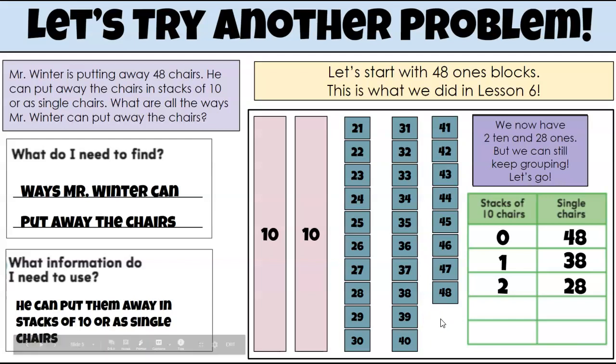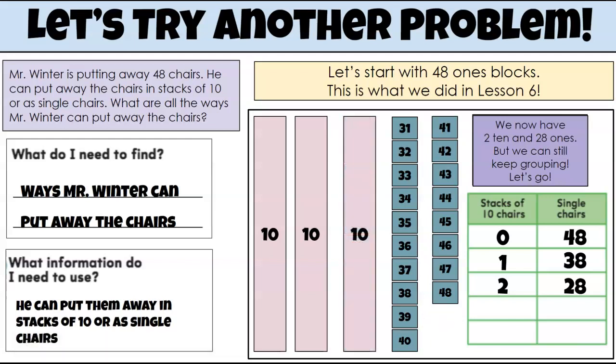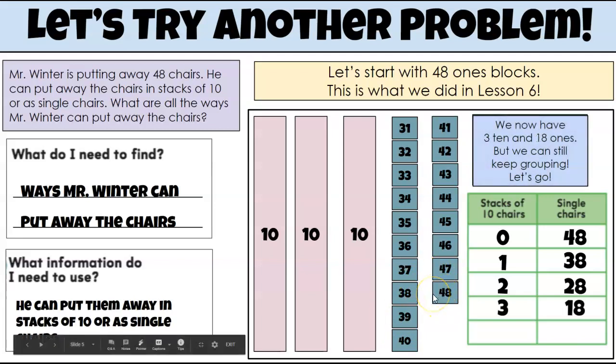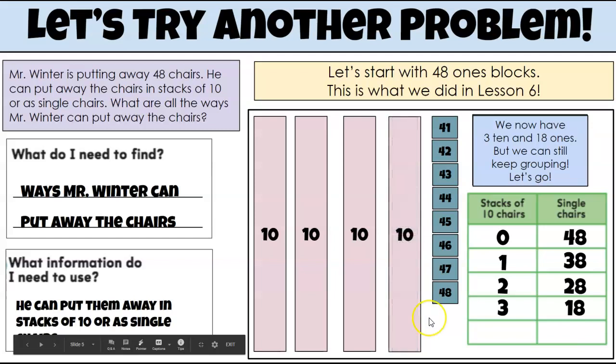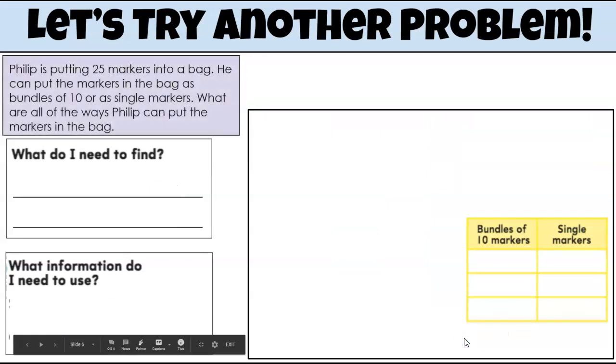Can I still keep going? I can. Now I have 3 stacks of 10 chairs. And how many do I have left over? 18 single chairs. That still seems like a lot of single chairs, doesn't it? And they already filled in this one for you, so you know that one. So we have 48. And which way would we write it? If you're thinking 48, you're correct. But remember, we're thinking about ways that we can show it.